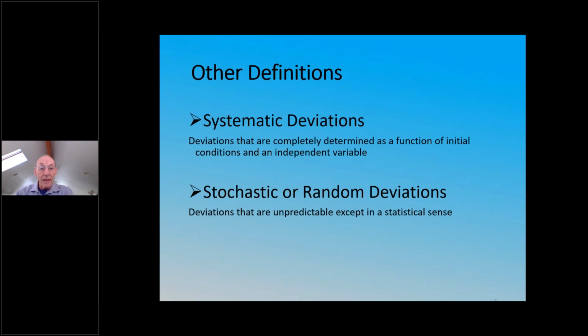So a systematic deviation, that's important. Again, it's a deviation from the reference. Always it's against the reference. So the clock under test, the clock you're measuring, deviates from the reference clock in a systematic way, which means that the deviations are completely determined once you know the initial conditions. Stochastic or random means that they're unpredictable except in a statistical sense.